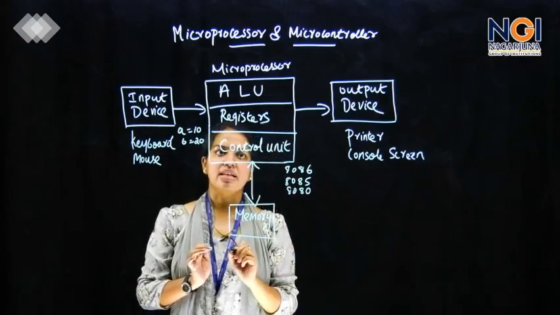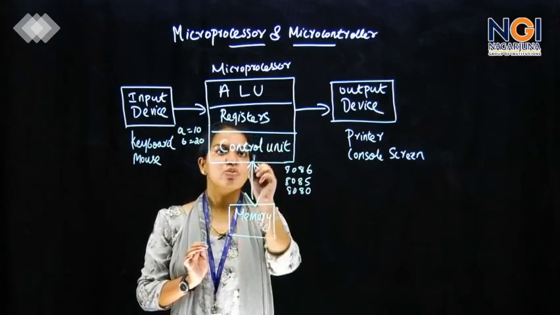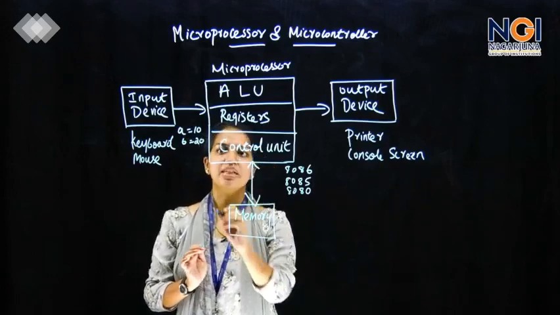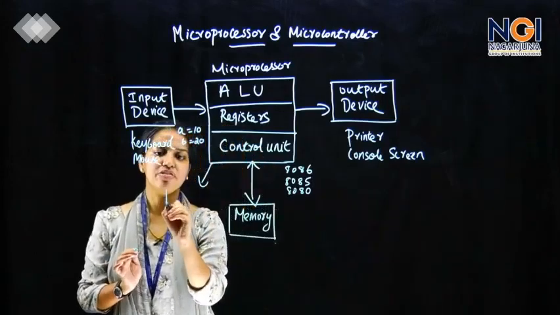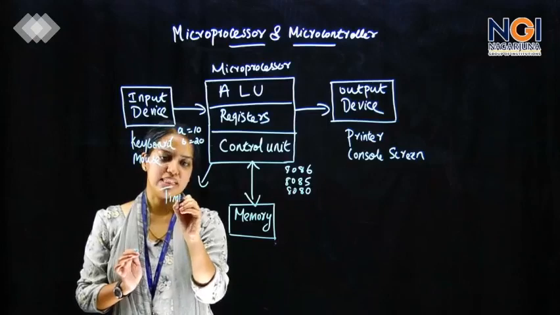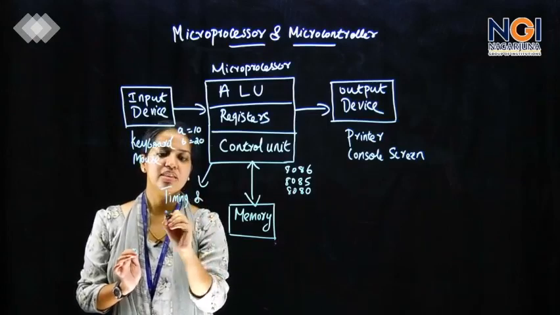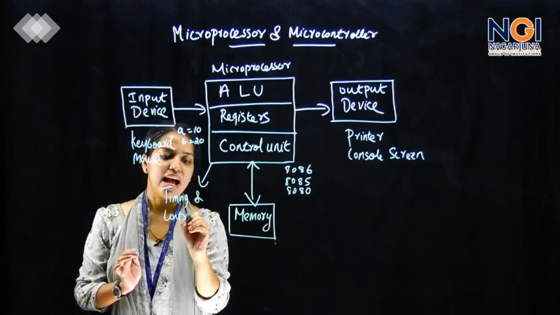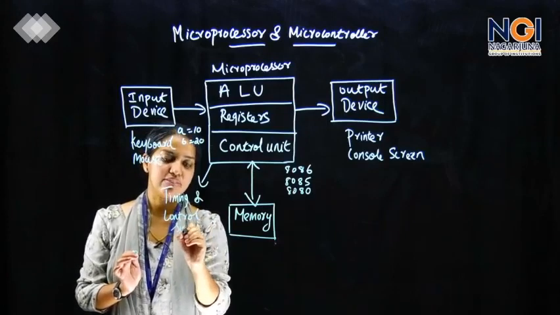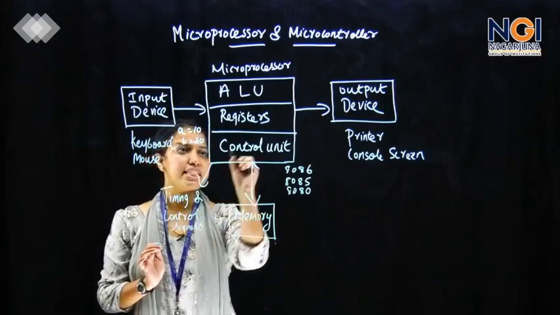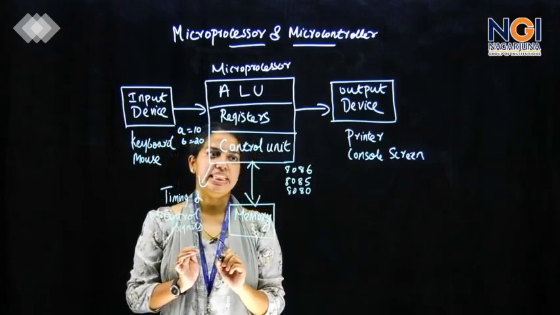Third is the control unit. Why do we require the control unit? It takes care of timing and control signals. Whatever timing operations there are and whatever control signals are generated will be taken care of in the control unit.